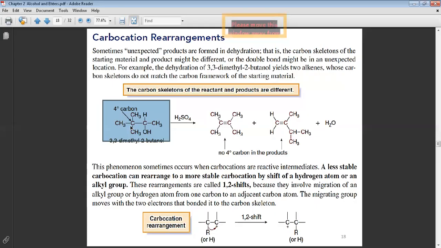Tertiary carbocation by rearrangement. Okay, by rearrangement. This carbocation can rearrange to a more stable carbocation by shifting one of the hydrogen atoms or the alkyl group. Here we have 1,2 alkyl shift. Look here, you have this carbocation. 1,2 alkyl shift. Your carbocation will be tertiary.